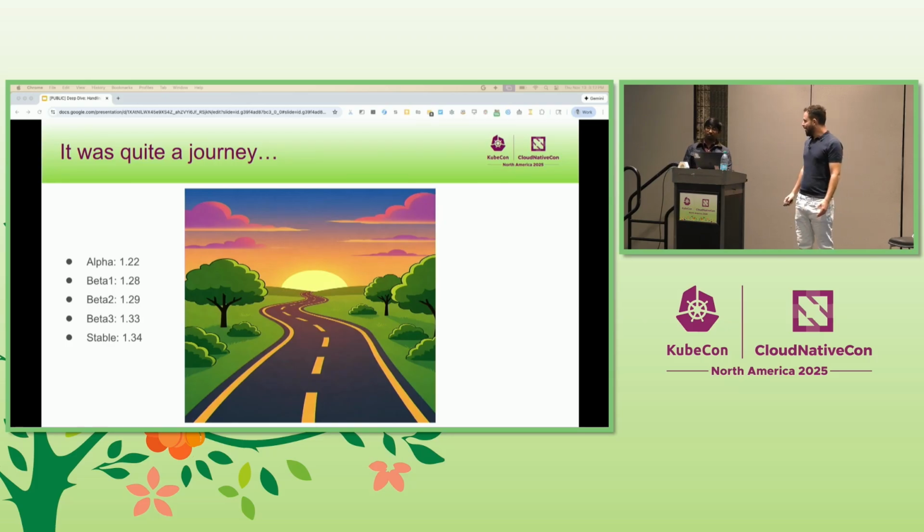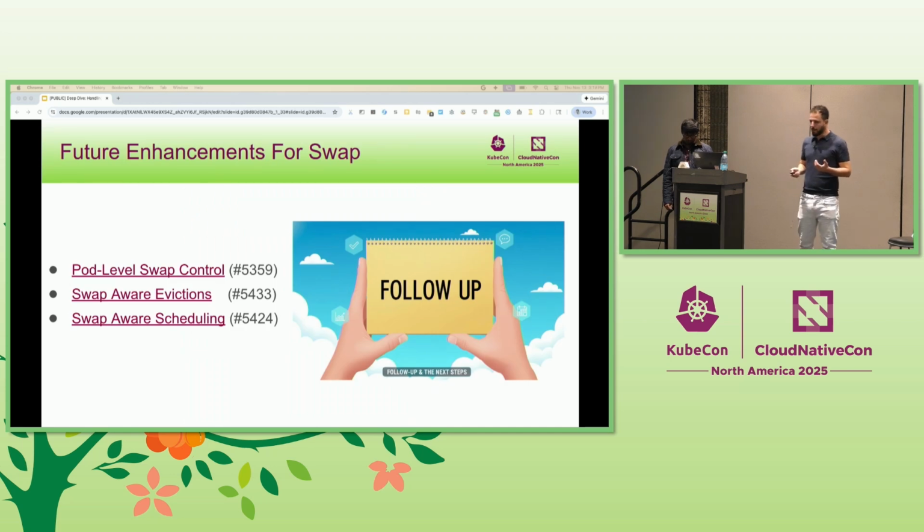As you can see, it has been many releases and many beta versions, but I'm very excited that it finally reached full graduation. One of the things that allowed it to graduate eventually is that we framed it as a basic swap enablement feature. We understand there's more work to be done in order for the feature to be complete, and we are already working on 3 follow-up enhancements. This is a great time to collaborate, so if you want to, you're welcome. We're working on pod-level swap controls and making evictions and scheduling swap aware. Those are the plans for the future.